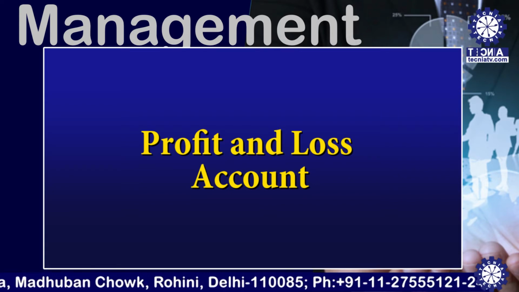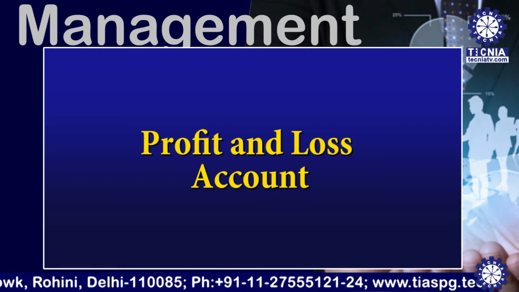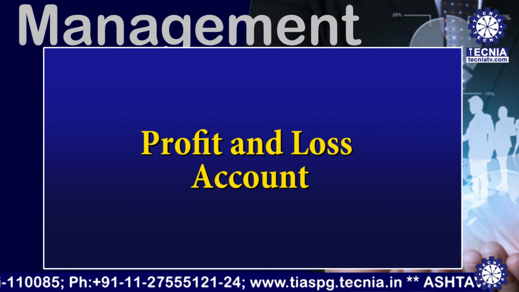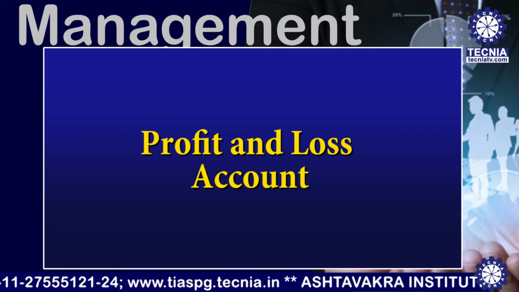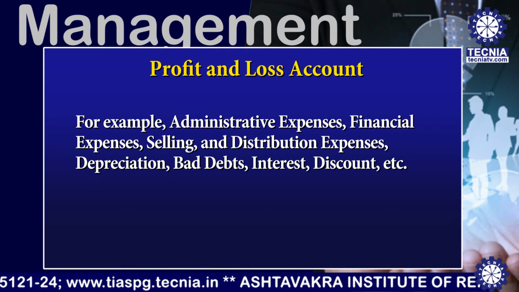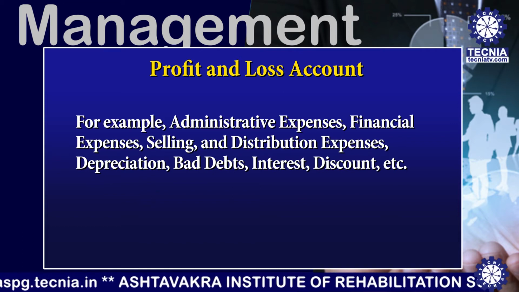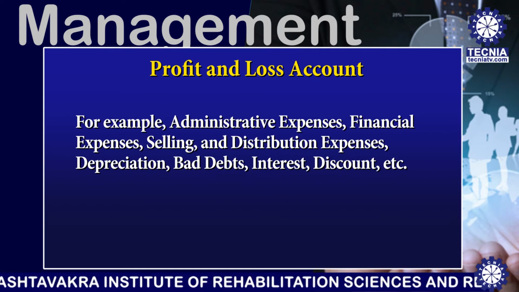Now we will discuss the debit side of the profit and loss account. On the debit side, all the indirect expenses are recorded to calculate the net profit earned for the particular financial year or the accounting period. For example, administrative expenses, financial expenses, selling and distribution expenses, depreciation, bad debt, interest, discount, etc.